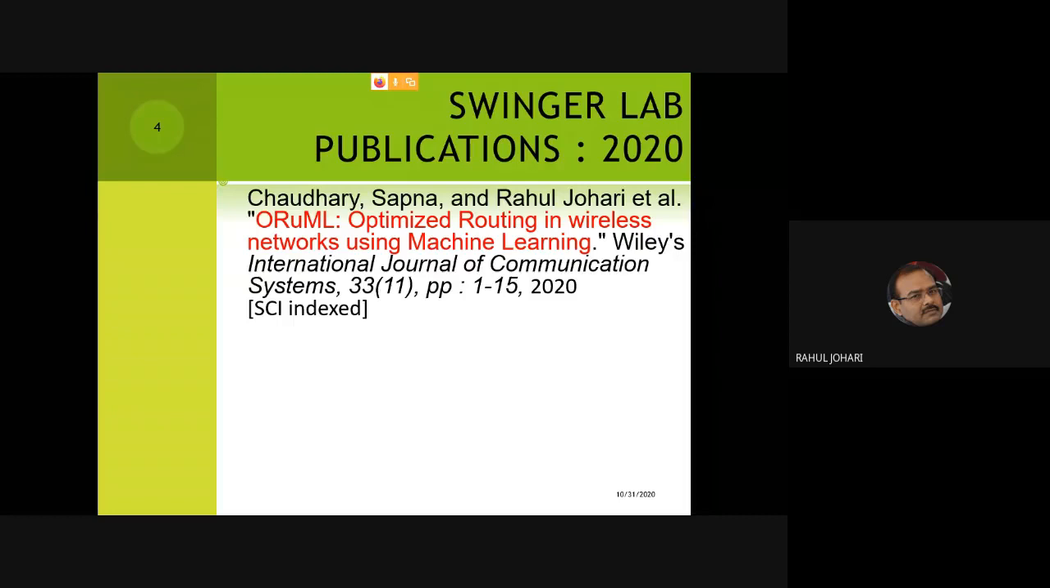First one was along with Sapna. It was optimized routing in wireless networks using machine learning techniques. It was published in the International Journal of Communication Systems. Here we use machine learning techniques like the support vector machine, SVM, and KNN, the nearest neighbor, and we try to find the optimized path between the source and the destination node in a wireless network.